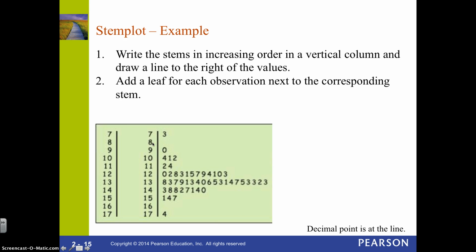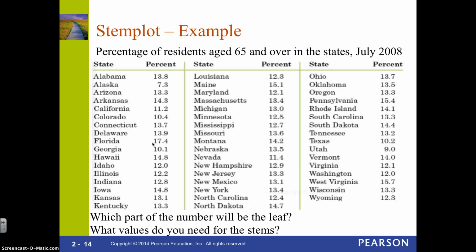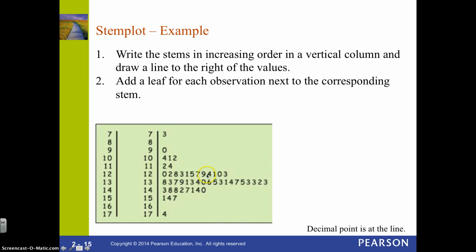So just for an example, let me go back to this slide. If we just look at Ohio, Ohio's at 13.7. So we should see a 7 on the 13 stem. Here's the 13 stem, and there's one 7. There's somebody else that has a 7. Each of these leaves represents the tenths place of the percent.